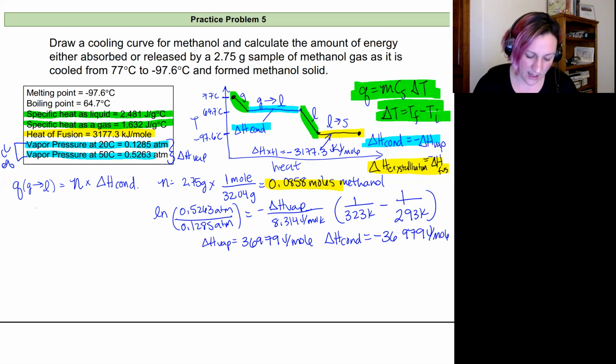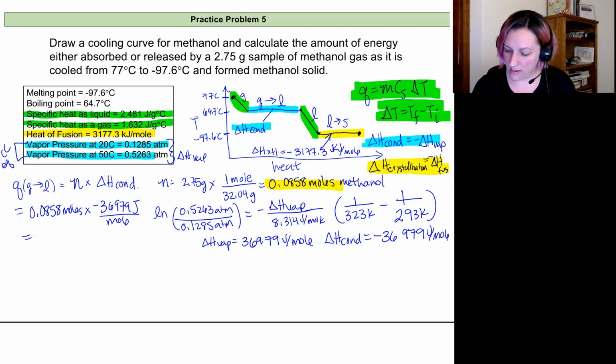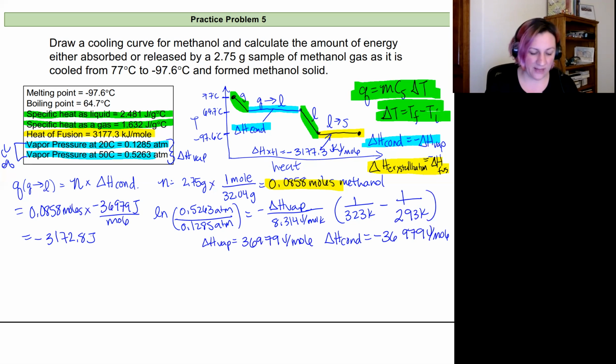So this is going to be equal to, let me give myself a little bit more room, 0.0858 moles times that negative 36,979 joules per mole, which gives me a value of negative 3,172.8 joules. All right, well, that was a lot to get through for the first one. So that's for the phase change that goes from gas to liquid.